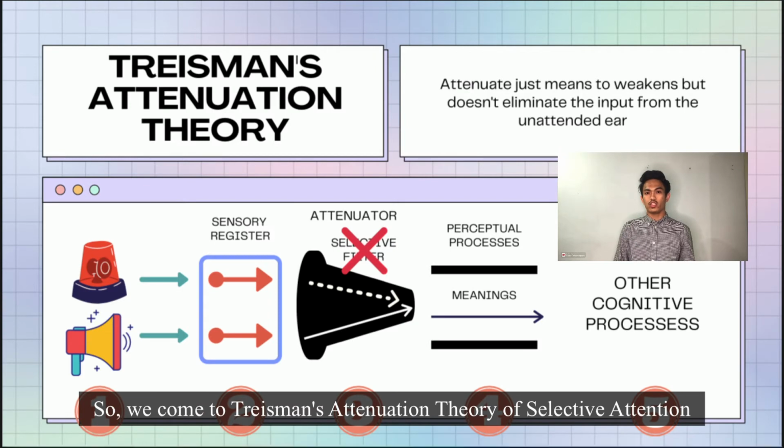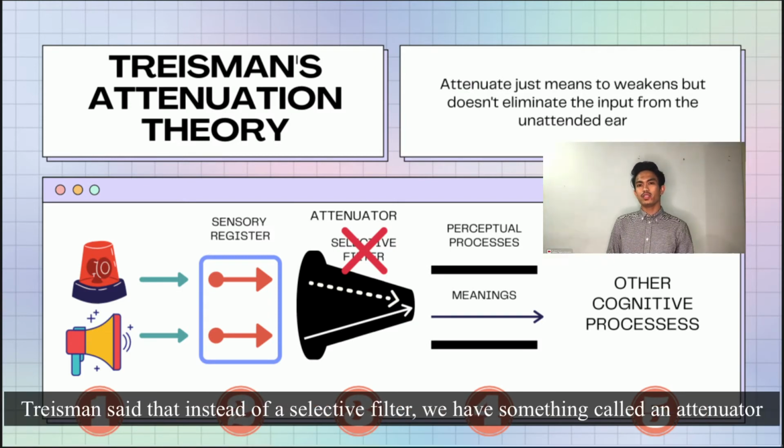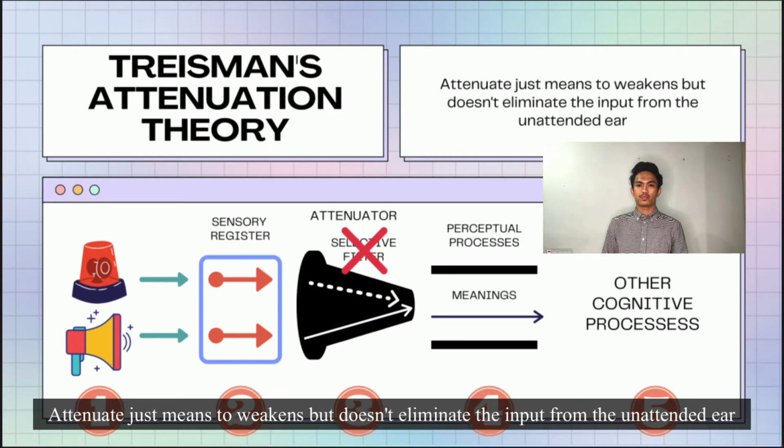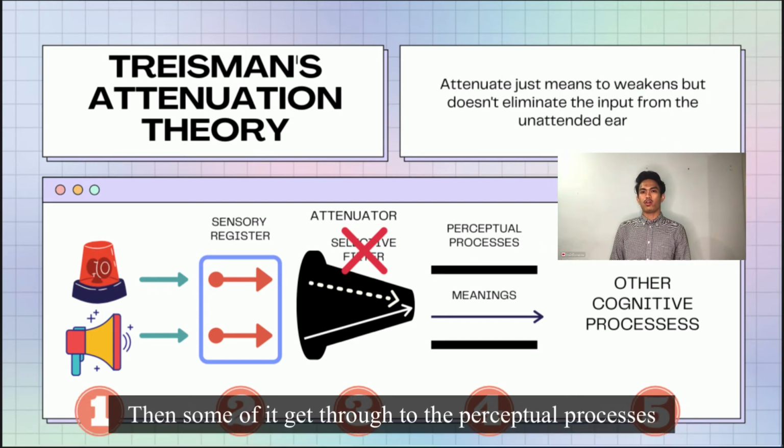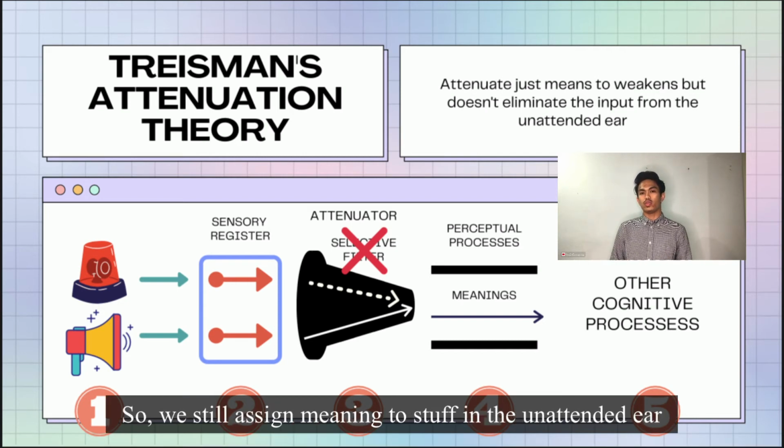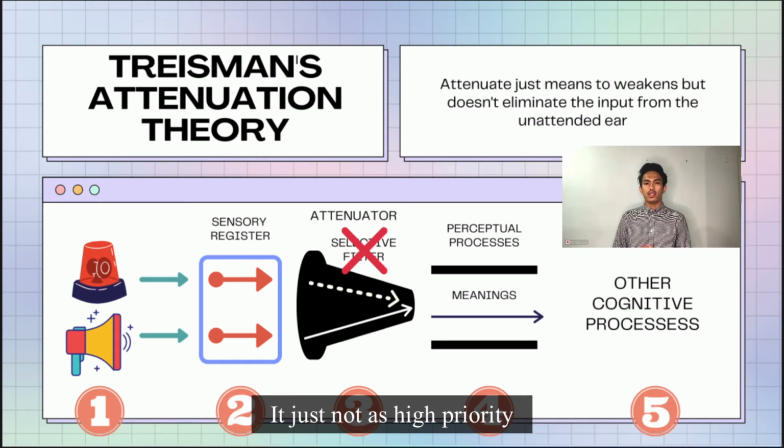So we come to Treisman's attenuation theory of selective attention. Treisman said that instead of a selective filter, we can have something called an attenuator. Attenuate just means to weaken but not eliminate the input from the unattended ear. Some of it gets through to the perceptual processes, so we still assign meaning to stuff in the unattended ear. It's just not as high a priority.